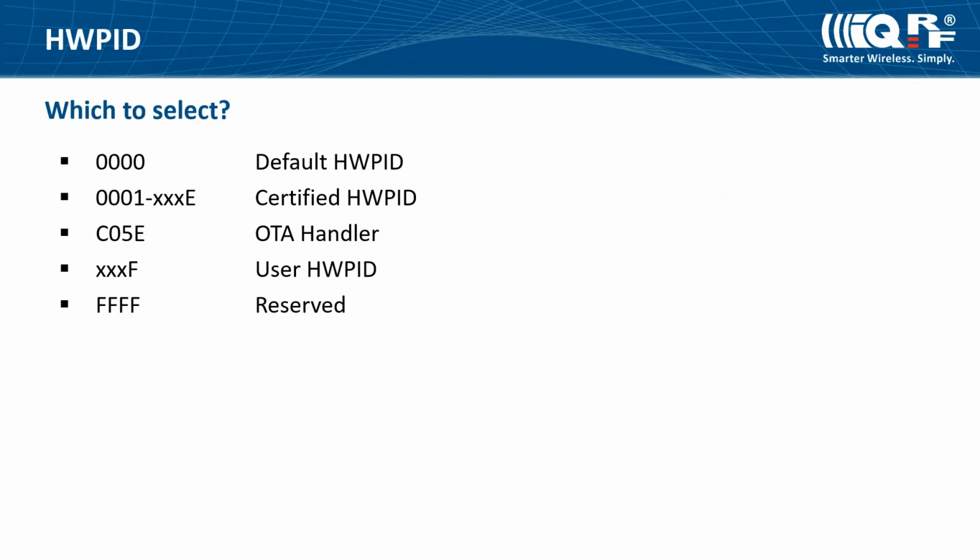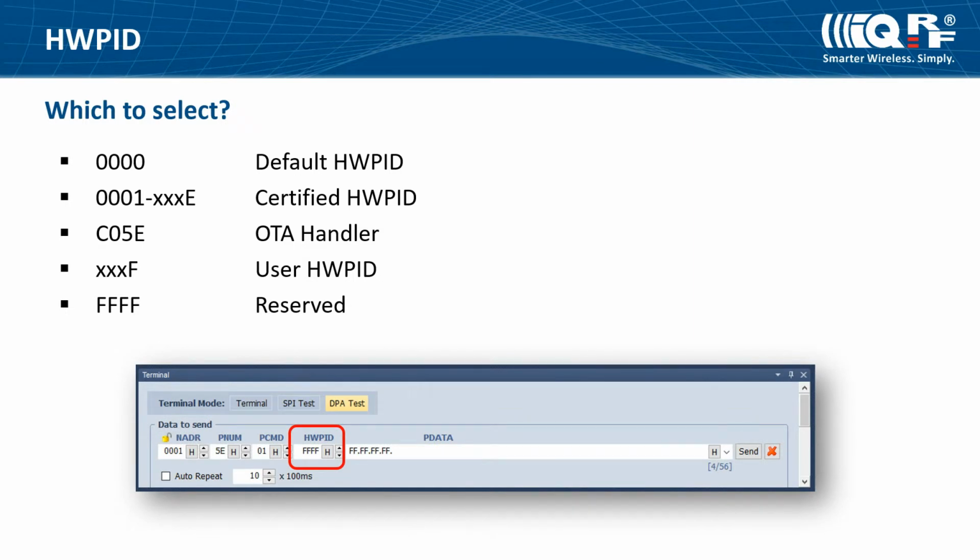Hardware Profile ID uniquely specifies the functionality of the device, like user peripherals, an implemented FRC, the behavior of a device, and so on. Hardware Profile ID, as a mandatory part of the DPA request message, can also be used to ensure that only certain devices execute a DPA request.